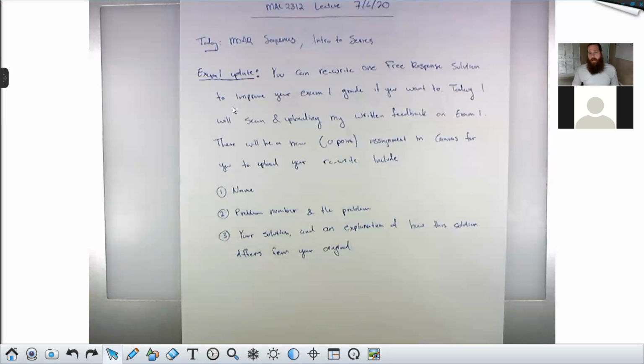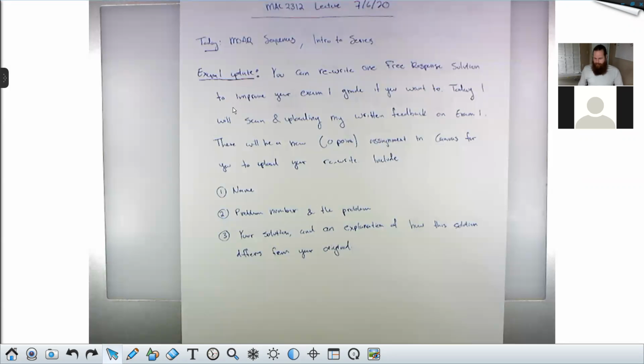This is what I came up with as the most fair way for me to offer something like a curve to my Calc 1 class, where they had a lot of problems with the exam format. You guys didn't seem to have as many problems with the exam format, but the standard deviation on these scores is still a little bit larger than I would like to see.